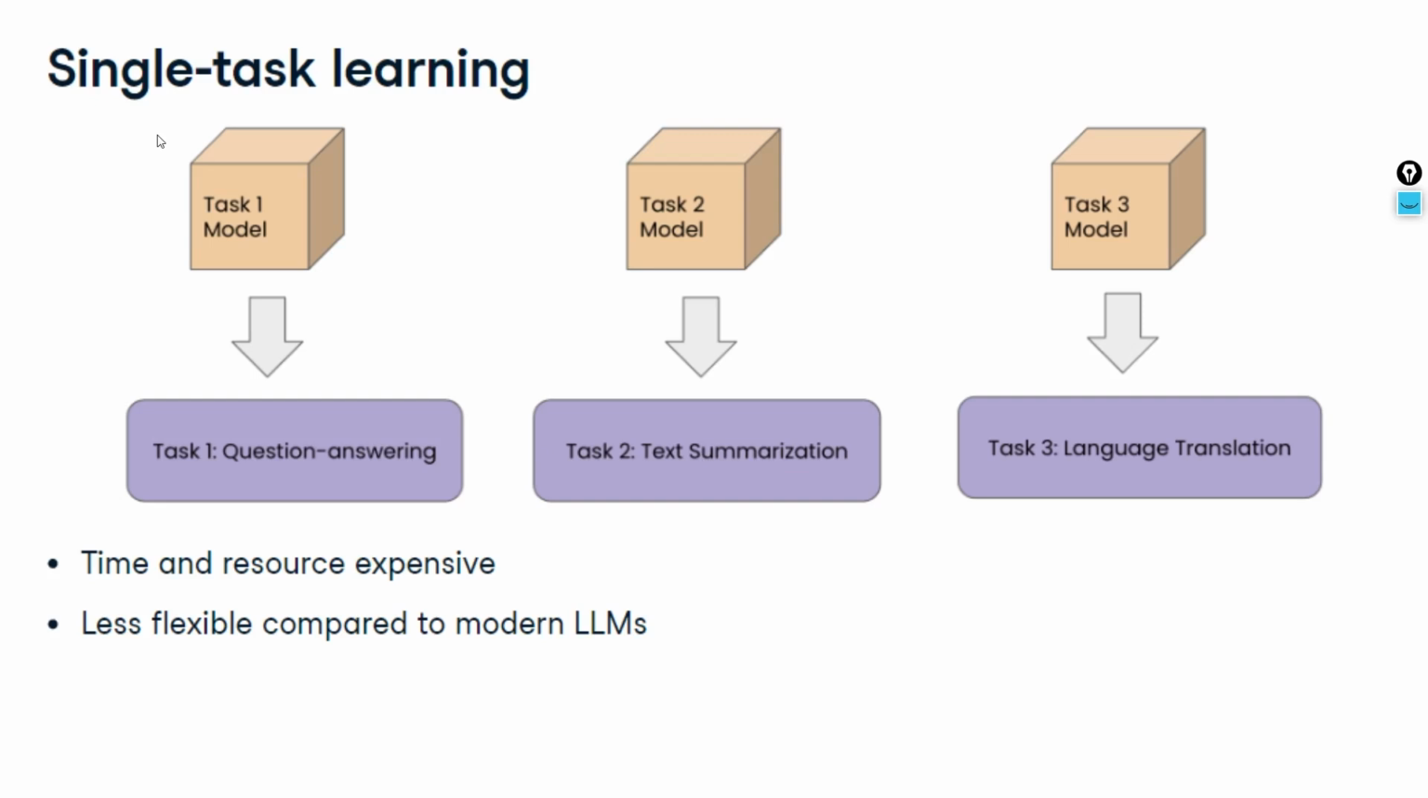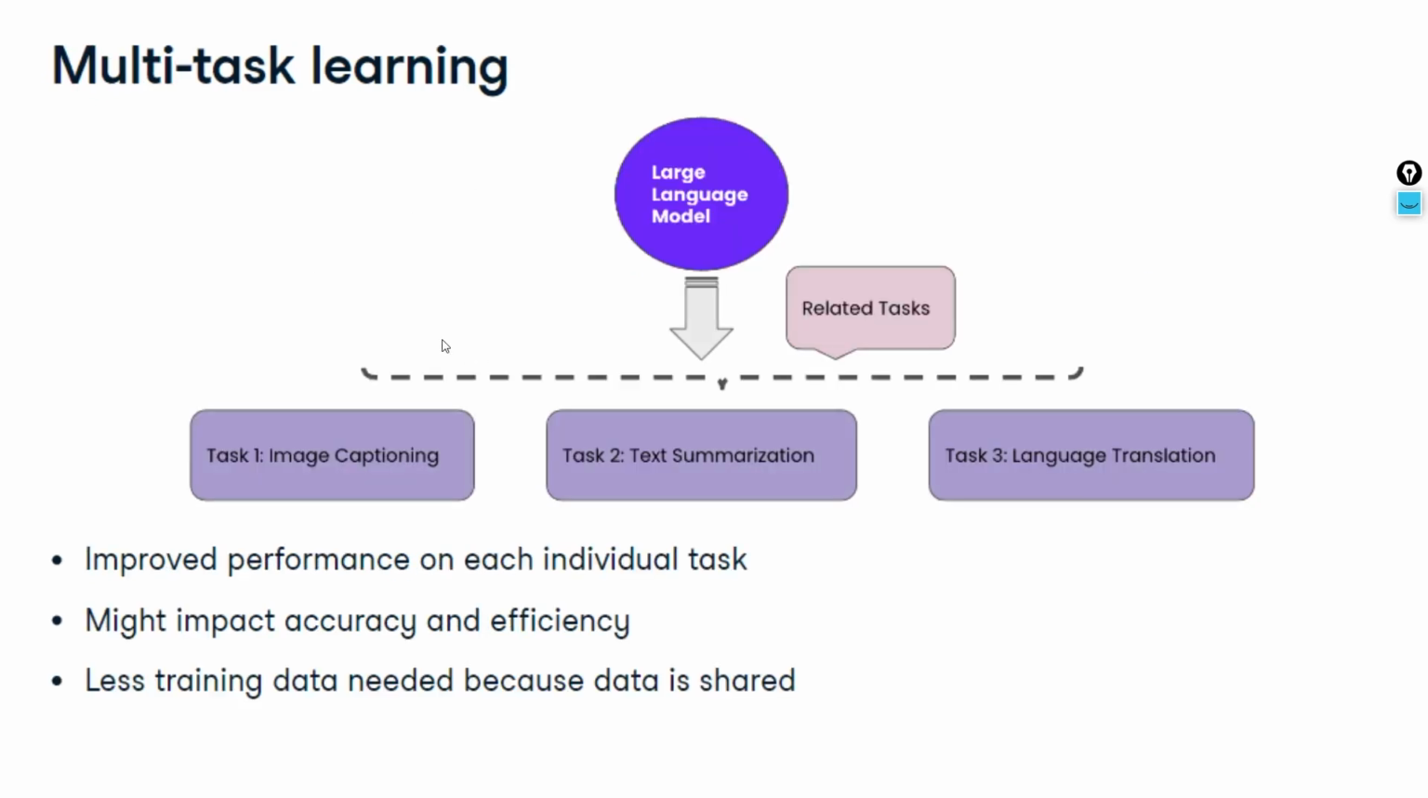Yes, so this is single task learning, which I was talking about, the non-multimodal. We have a task-one model which will do one type of task, like question answering, or text summarization, or language translation. All these are single task learning. Multitask is basically where we have the LLMs. LLMs can perform many tasks.